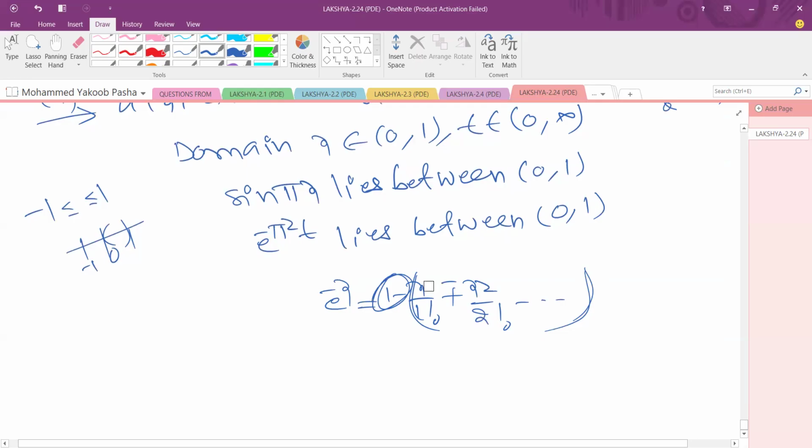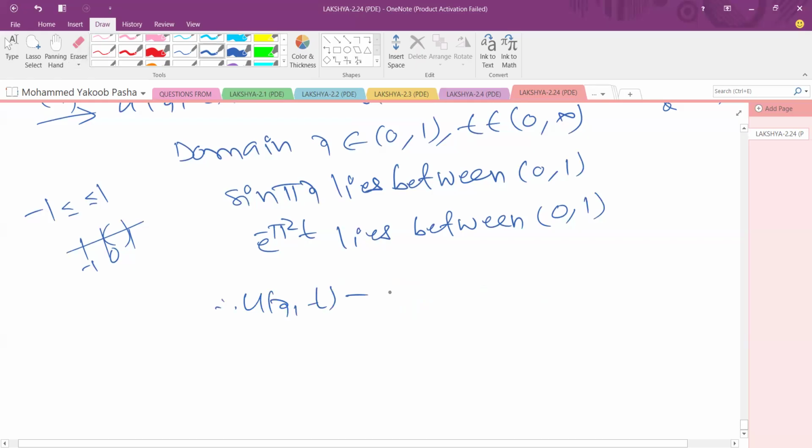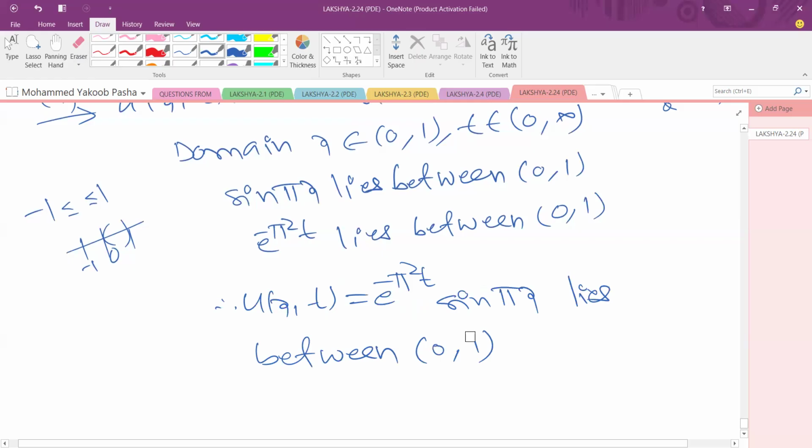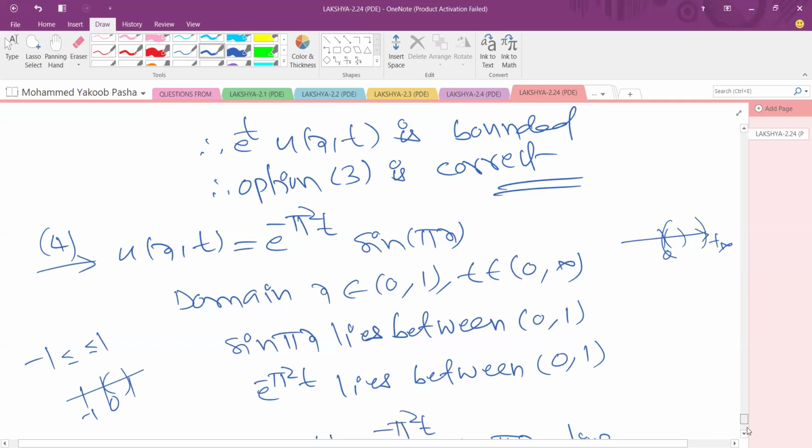So the complete value. Okay, therefore sin pi x, therefore u of x comma t is equal to e power minus pi square t into sin pi x lies between 0 and 1, or in other words I am writing open interval 0, 1. Okay, it lies in between. But what did they give? Option: u of x comma t greater than 1.